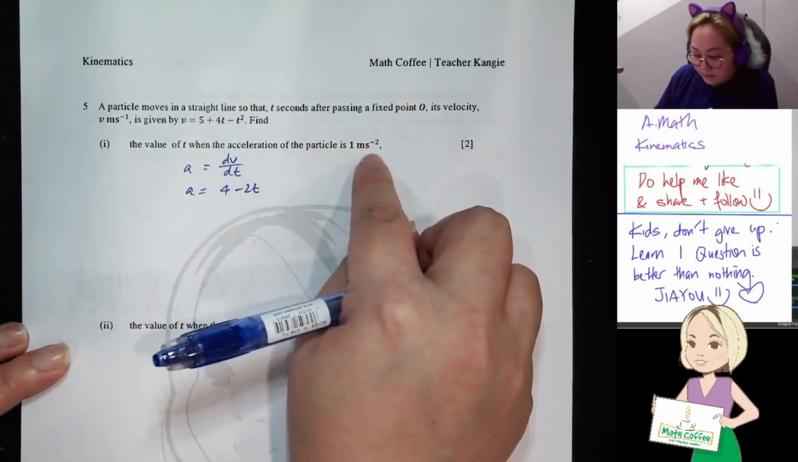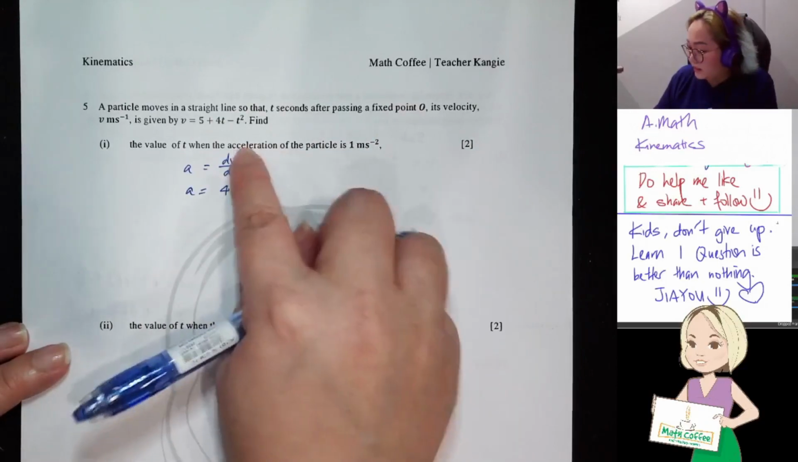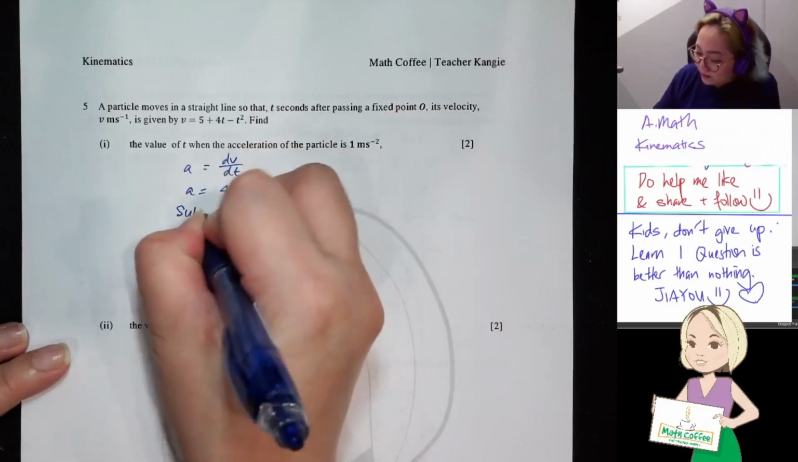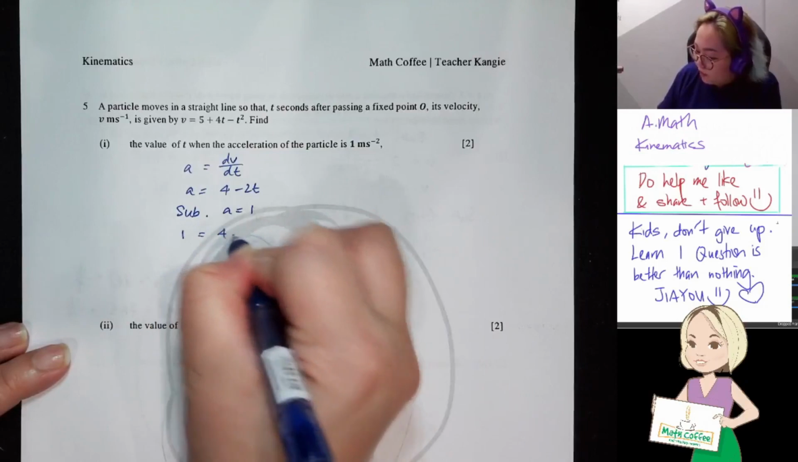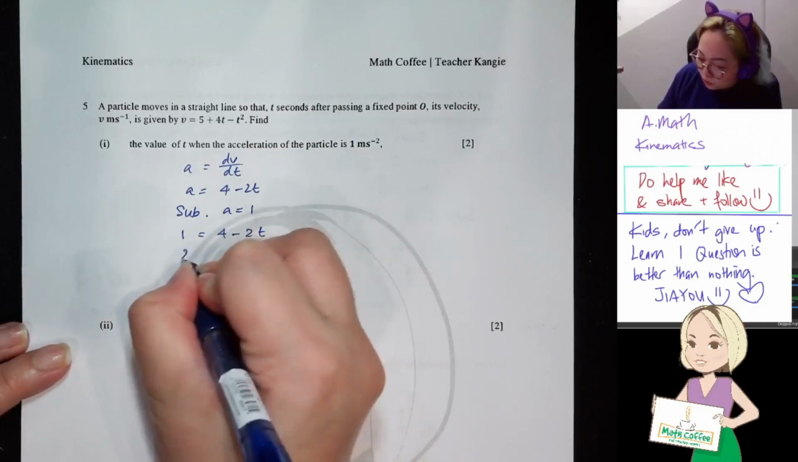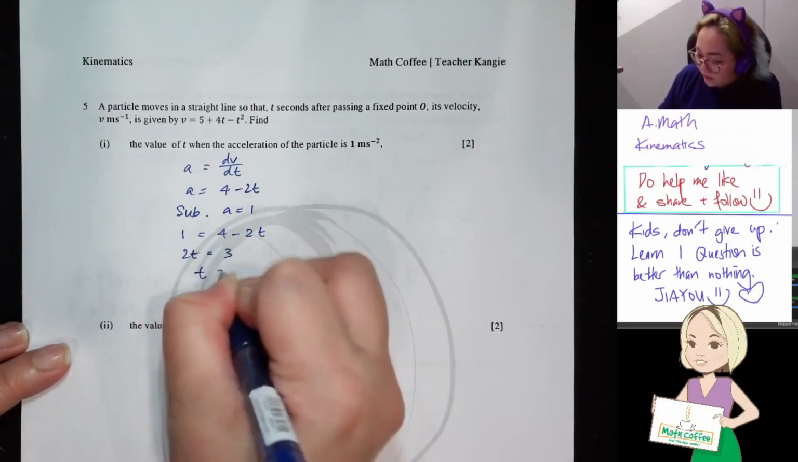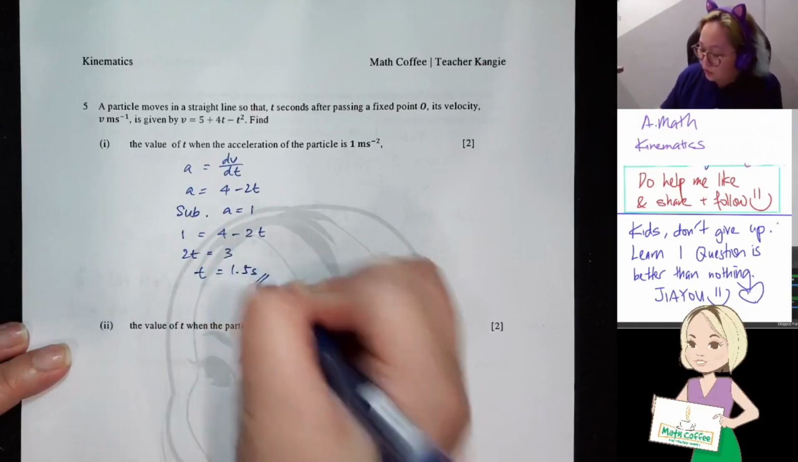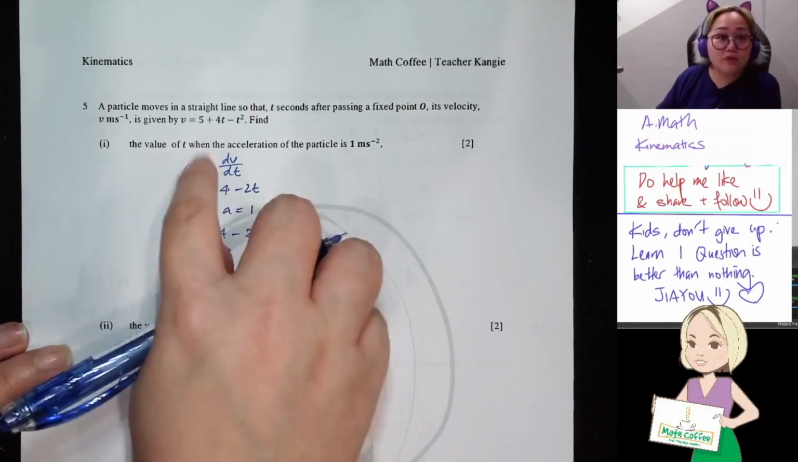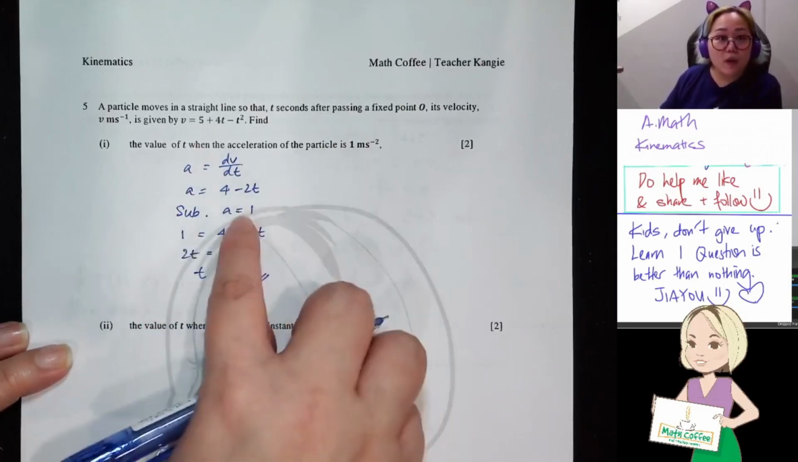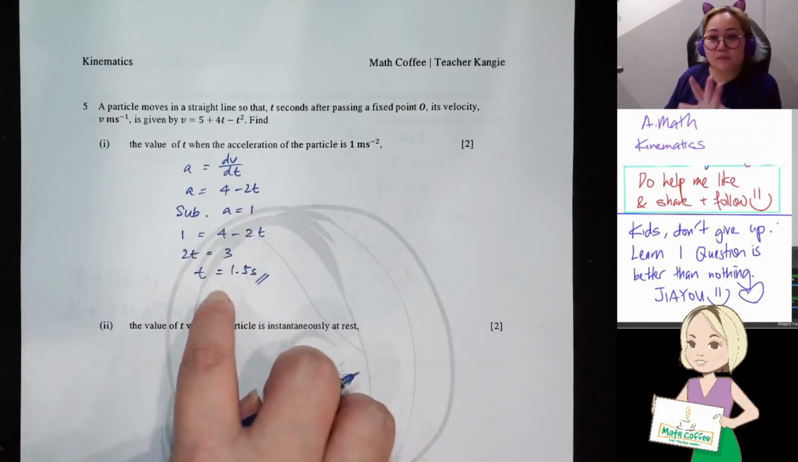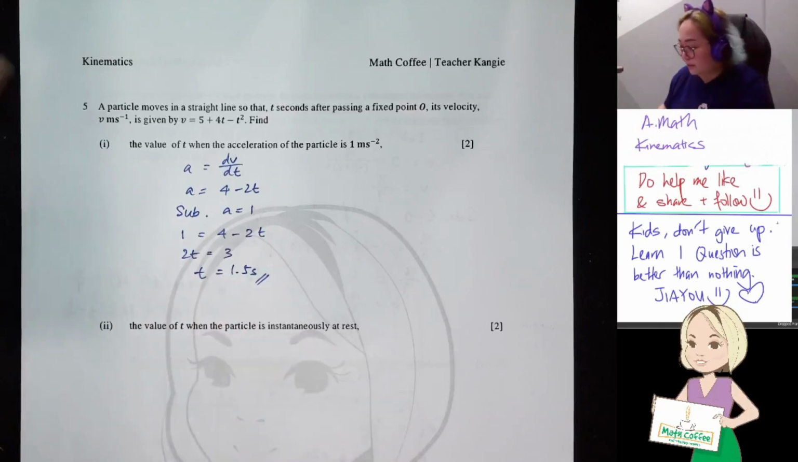Sub in acceleration, this is a equals to 1. So 1 equals 4 minus 2t. So 2t equals 3. t equals 1.5 seconds. This one very straightforward. You just need to differentiate the velocity to get the acceleration, sub in a equals 1 and find the corresponding t. Nothing too complex about this part.